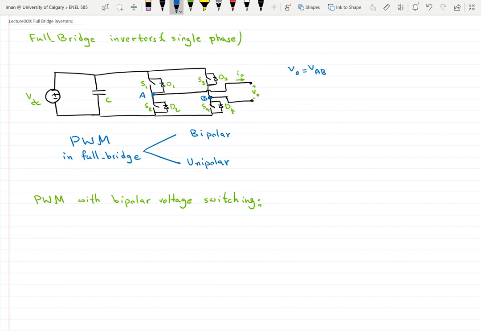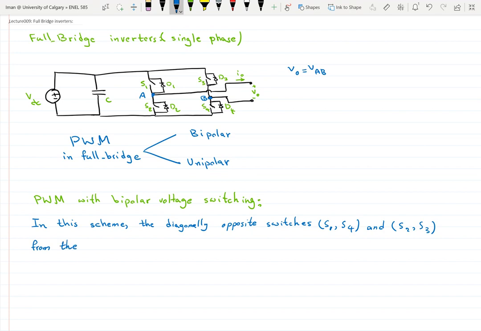Okay, in this scheme, the diagonally opposite switches S1, S4 and S2, S3 from the two legs are switched as switching pair 1 and 2 respectively.